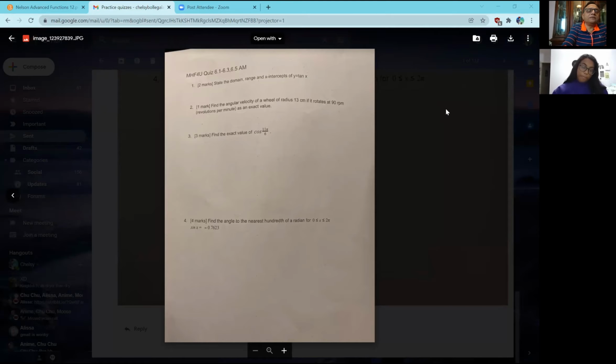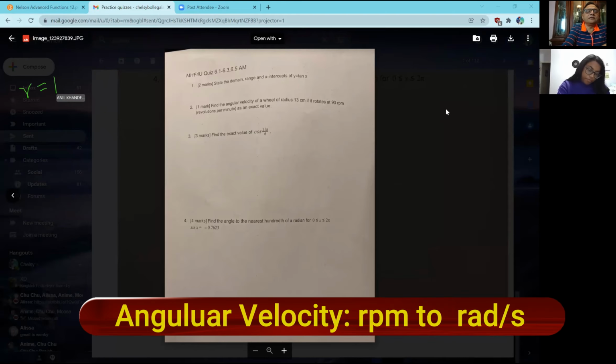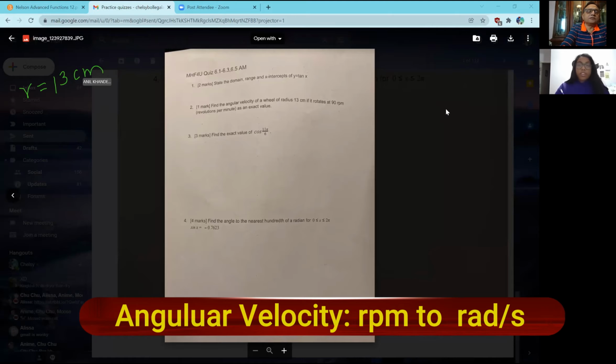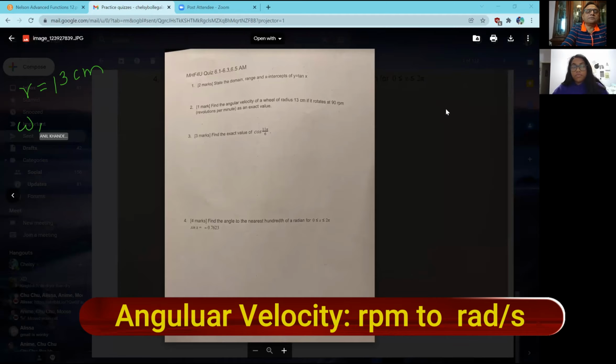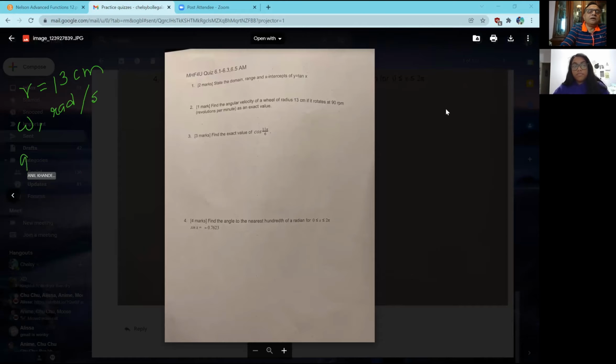Perfect. So we are given the radius. Radius is 13 centimeters. Now you have to find angular velocity. So we normally write angular velocity with omega, and it is measured in radians per second, right? You are given that this wheel rotates at 90 RPM. That means 90 revolutions per minute.